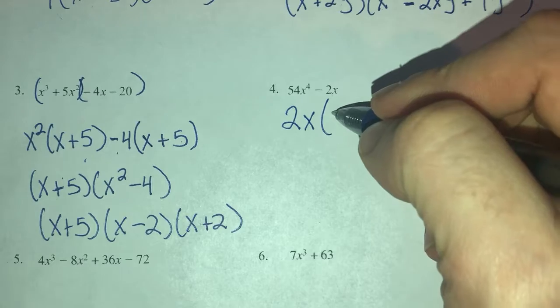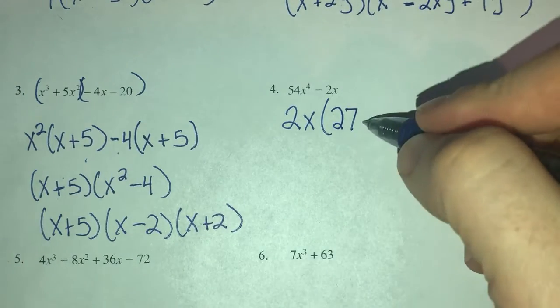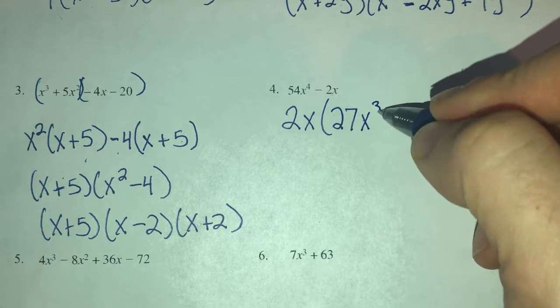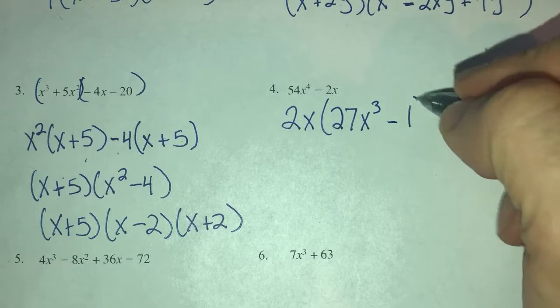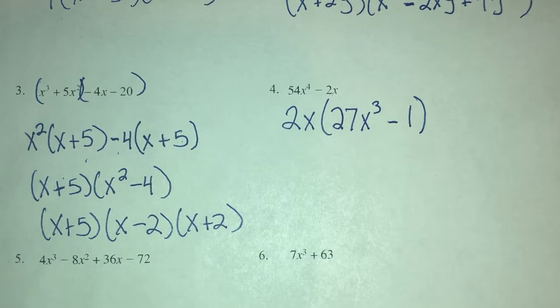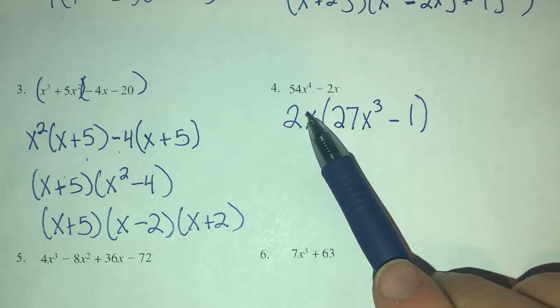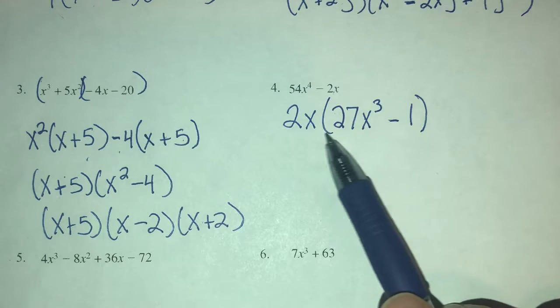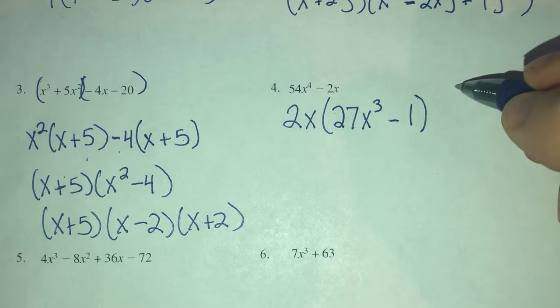So 54 divided by 2, that's 27. X to the 4th divided by x, that's x to the 3rd. 2x divided by 2x is just a negative 1. So that's that right there. Now I go back again. I take a look. Can I factor 2x anymore? No, that's done. How about the inside? Now I saw a lot of people leaving it just like this. However, let's take a look.